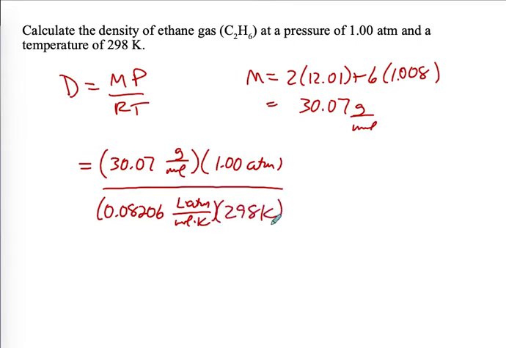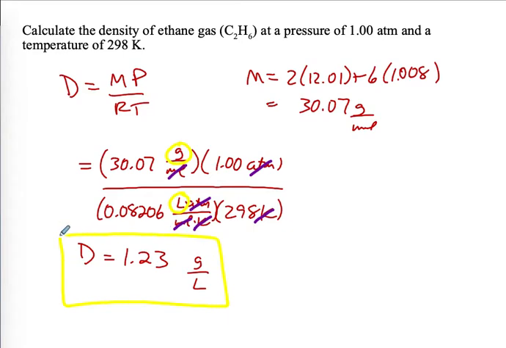Okay, so let's see what, if anything, cancels. Atmospheres in the numerator cancels atmospheres in the numerator of R. Kelvin in the denominator cancels Kelvin in the denominator of R. Moles in the denominator of the numerator cancels moles in the denominator of the denominator. That leaves me with a numerical value, rounded to 3 sig figs, of 1.23, and the unit of grams in the numerator, liters in the denominator, so 1.23 grams per liter, which is exactly the unit we expected for calculating density. So ethane gas at 298 Kelvin has a density of 1.23 grams per liter.